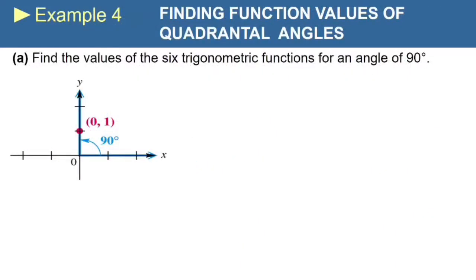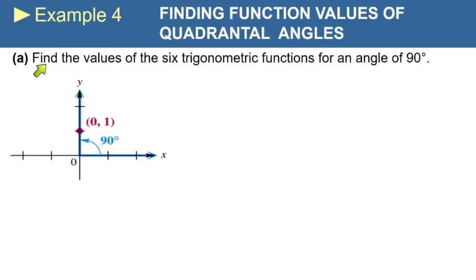Now we're going to shift gears a little bit. We've been talking about function values for angles that are in a quadrant. Now we're going to talk about function values for quadrantal angles. So a quadrantal angle is an angle whose terminal side falls on an axis. These angles are not considered to be in a quadrant. Instead, they are what's called quadrantal angles.